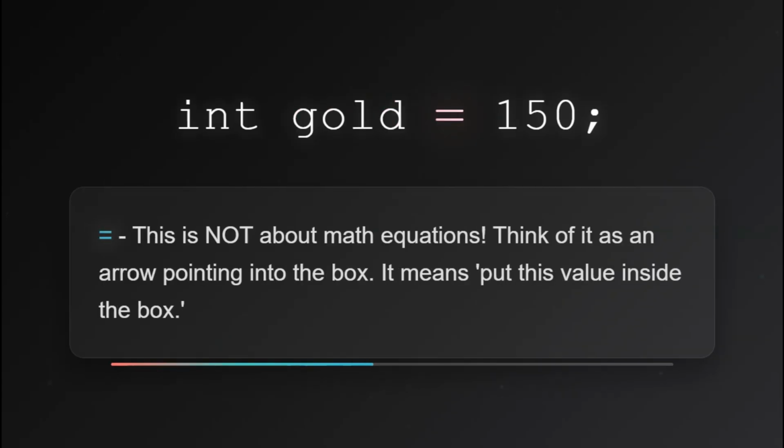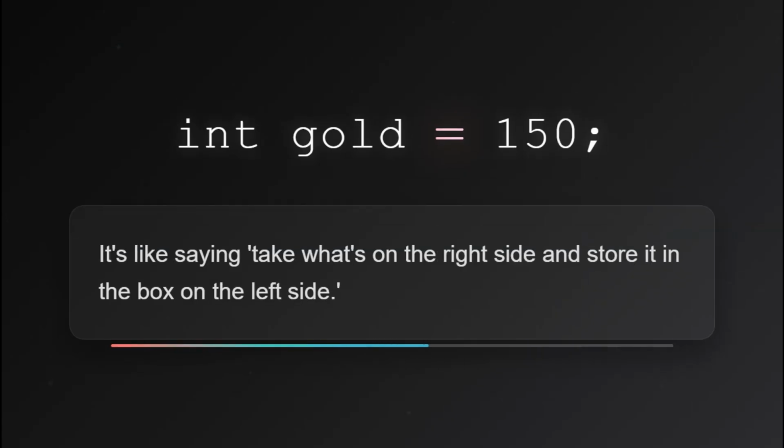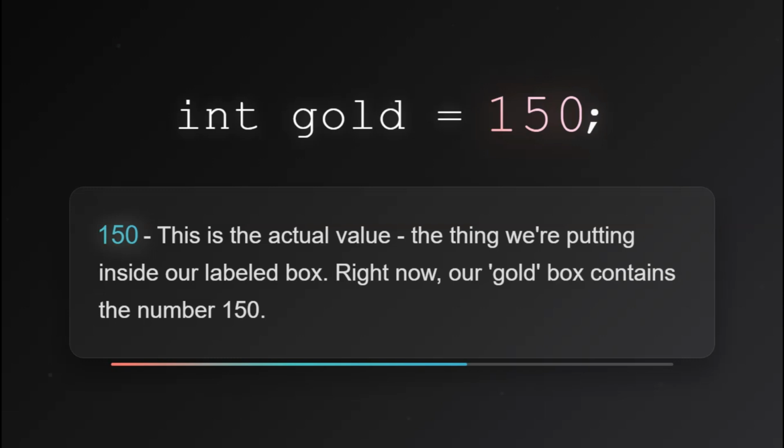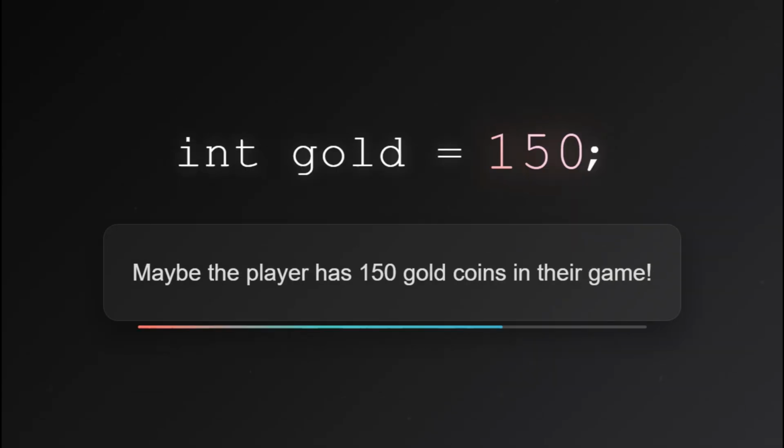Equals. This is not about math equations. Think of it as an arrow pointing into the box. It means put this value inside the box. It's like saying, take what's on the right side and store it in the box on the left side. 150. This is the actual value, the thing we're putting inside our labeled box. Right now, our gold box contains the number 150. Maybe the player has 150 gold coins in their game.